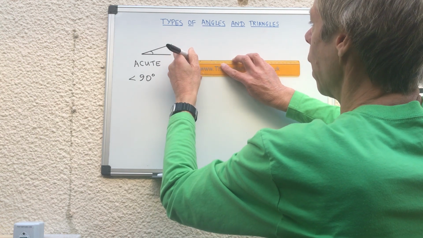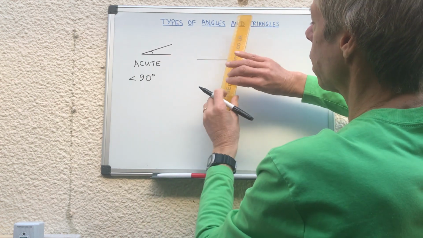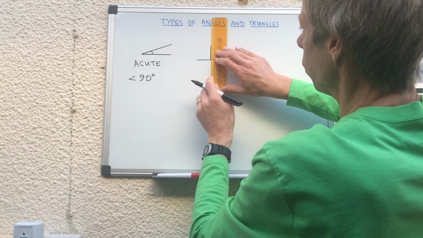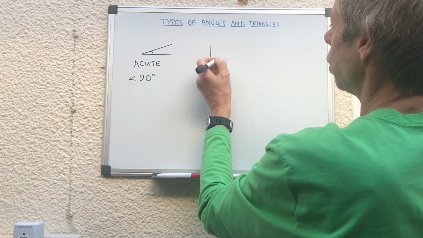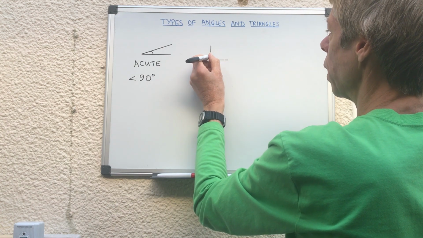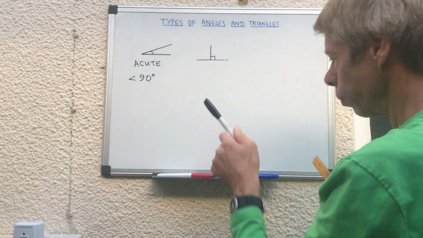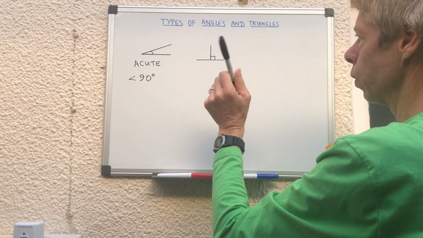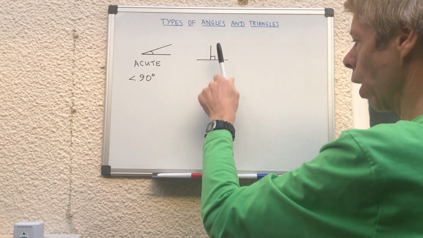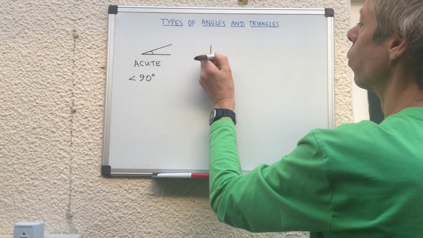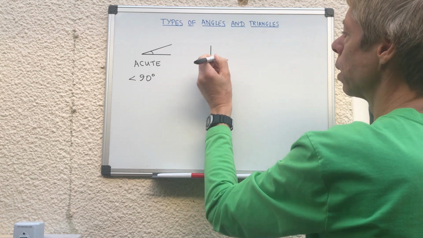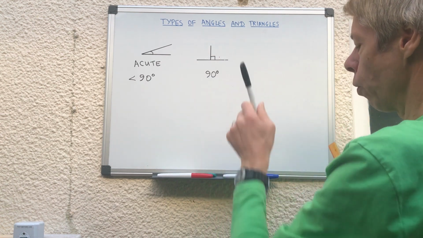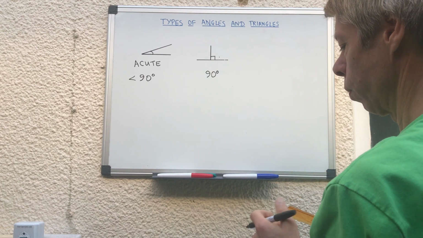Next angle we're going to look at is the right angle. So the symbol for this is this square. So when you see that symbol, you know it's a right angle, and it's basically named a right angle because it's upright. And that is, actually I'll put it down here to be consistent, 90 degrees. So your right angle is 90 degrees.